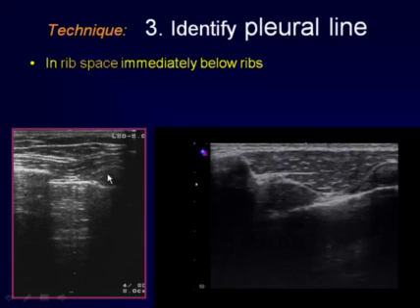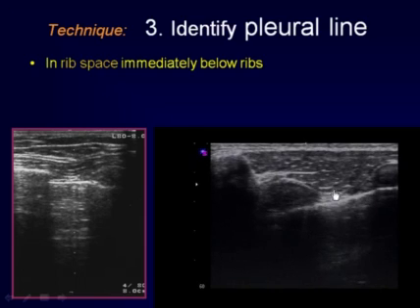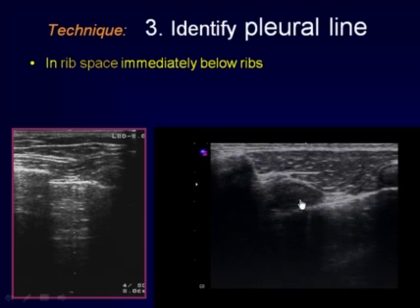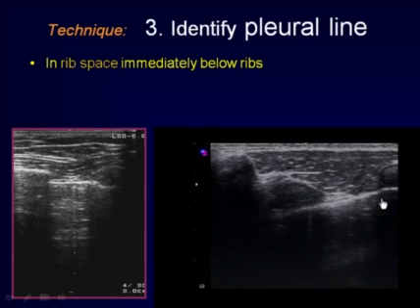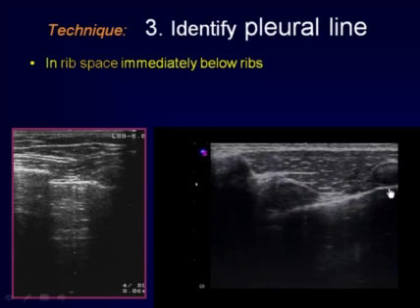Here we have two ribs. Here's the undersurface of this rib and the undersurface of this rib, which can be seen. This is the pleural line. And right here we have a dynamic image showing the same thing, two ribs with shadowing. And again, the posterior surface of these ribs actually can be seen on this ultrasound, so we know we're looking for this line here.